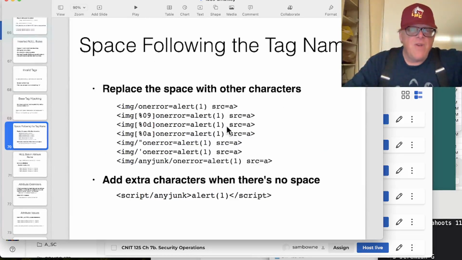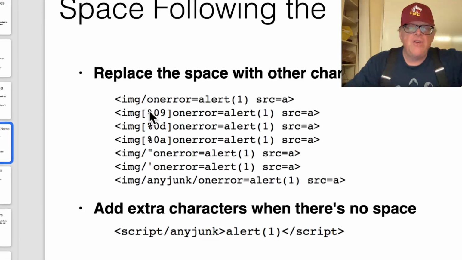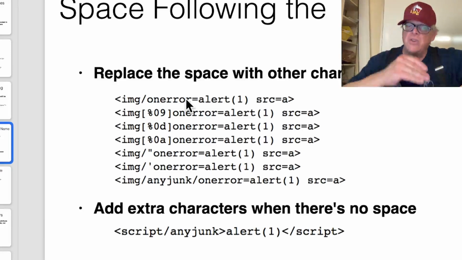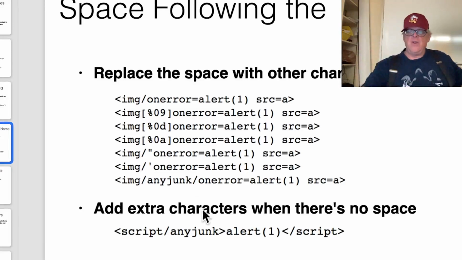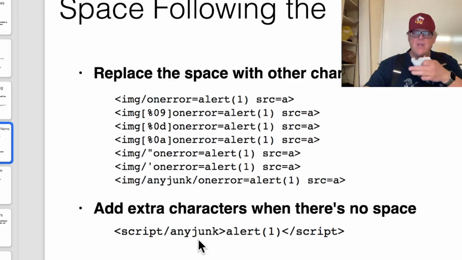You can put a space following the tag name. You can replace the space with other characters, like image/image in these other brackets. That way, the image on error will be interpreted as just one word, and it won't trigger a filter that's looking for image space on error. You can also add extra characters where there's no space.